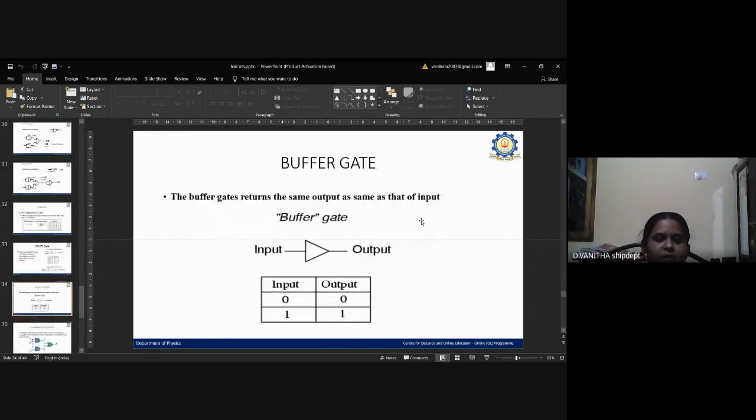So next one is the buffer gate. What is meant by a buffer gate is that it returns the same output as the input. So if the input is equal to 0, the output is also equal to 0. Input 1 means the output is also equal to 1. So it is called a buffer gate.